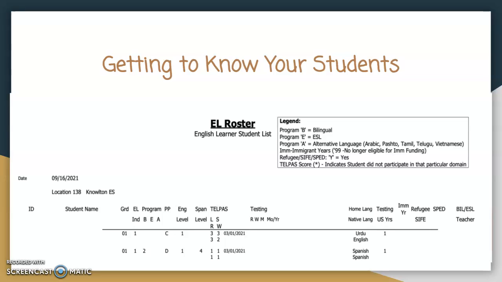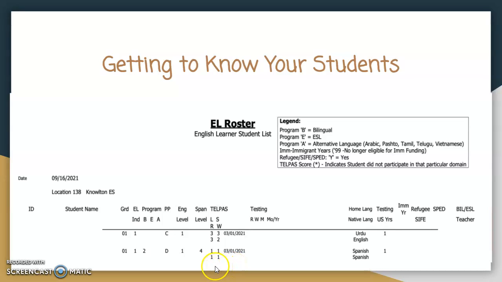But most importantly, you will be able to see whether or not your students are in the bilingual program and have accepted services or have declined. Here, this student right here has a C, which means this student's parents have declined bilingual services. The second student here has a D as their program. That means the student has accepted services. You will be able to see their English and Spanish levels. And if we have any LPAC information, you will be able to see their scores from last year.